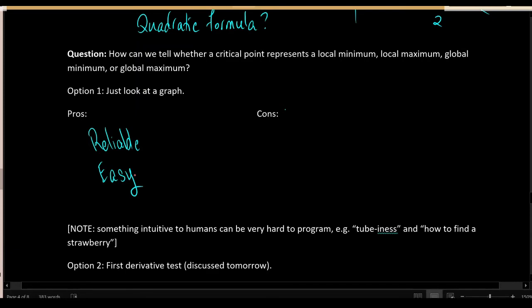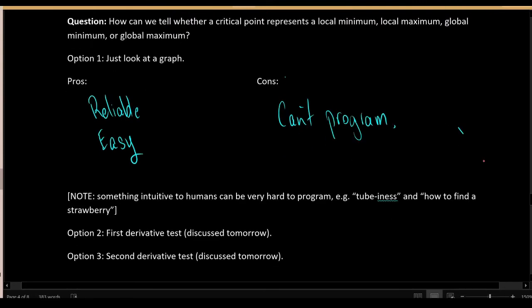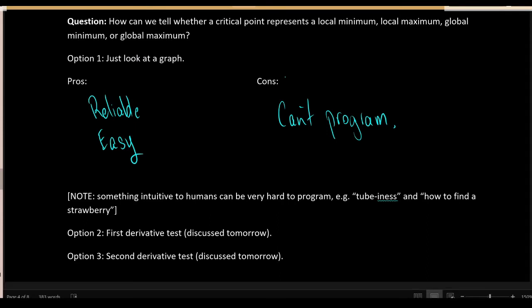But the real issue with this method is that "look at a graph" are not instructions that you could give to a computer. This isn't a process that you could automate or program. So when we are trying to use machines, when we're trying to use computers to do tasks for us, there's this huge hurdle of taking something which is intuitive to us as humans and changing it into something computational and concrete that a computer can understand.